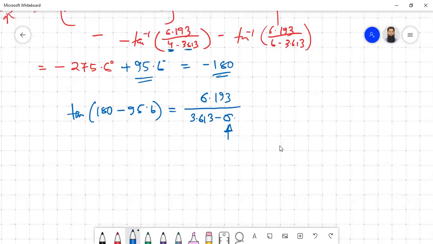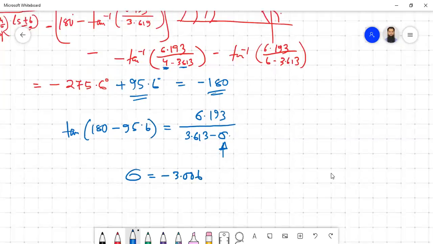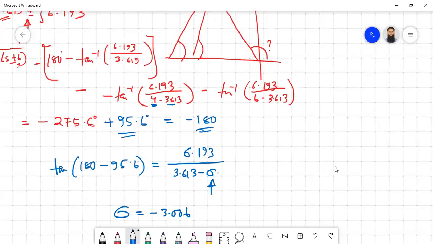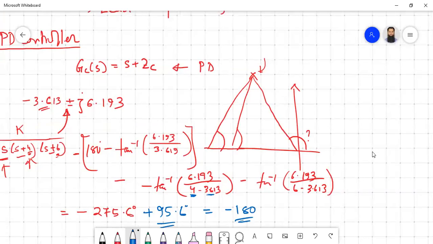We are interested in finding the sigma, where the zero location should be. Okay, so if you plot the values now, the sigma value will be negative 3.006. So what does it mean? We have to introduce a compensator zero approximately here. Then the contribution of this one will be almost 95.6 degrees, and because of that, this new point will be on the root locus.